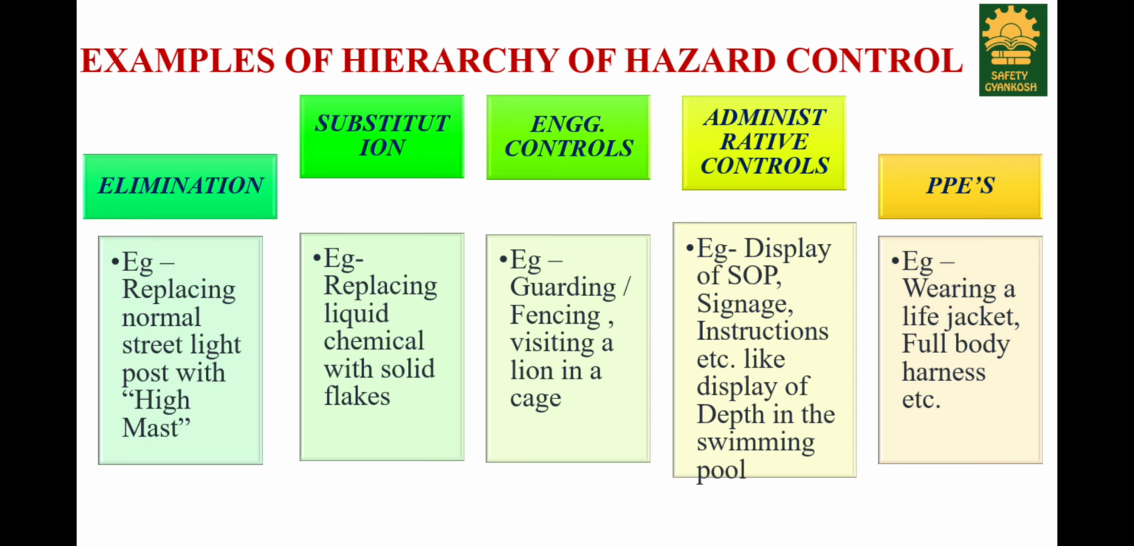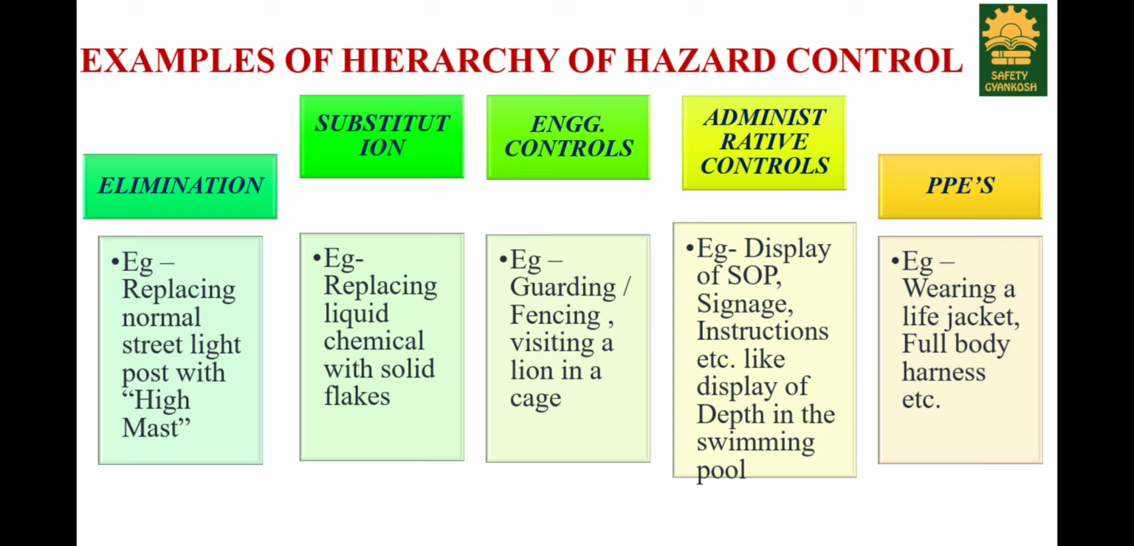and you choose the appropriate place to bathe. So there are no other control measures, because if you want to swim in the pool, you have to get in the water. You cannot eliminate it, you cannot substitute it. No engineering controls are there, because you have to swim there. And PPE is last, wearing a life jacket, full body harness, or just, you can say, a swimsuit. So PPE is the last line of defense.